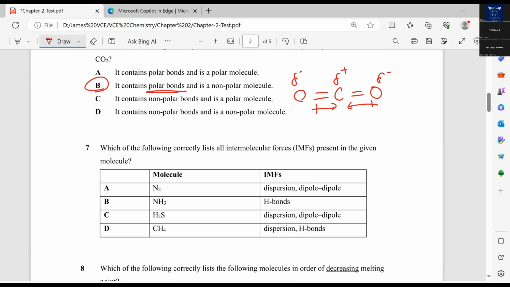The next one: which of the following correctly lists all the intermolecular forces present in the given molecule? Dispersion, dipole. Do we have a dipole? No, right? Hydrogen bonds. H2S is a dipole, and then CH4 has dispersion and hydrogen bond. So which one do you think is possible?